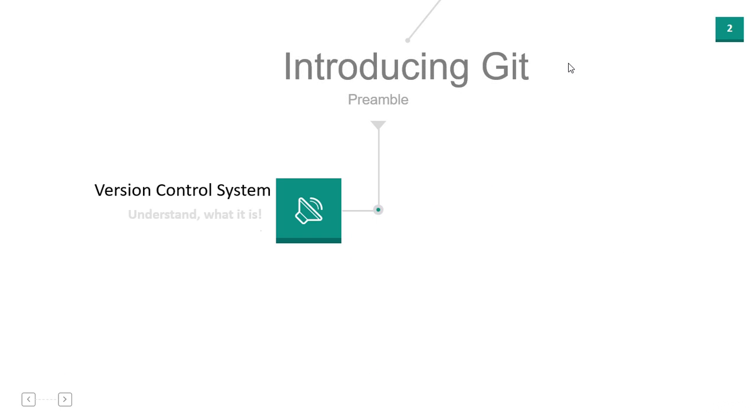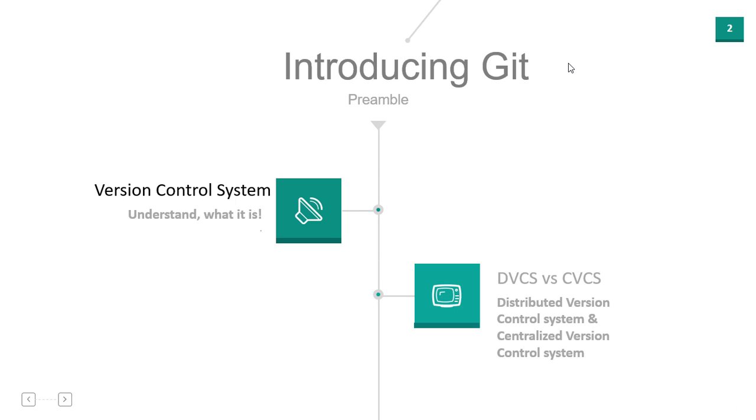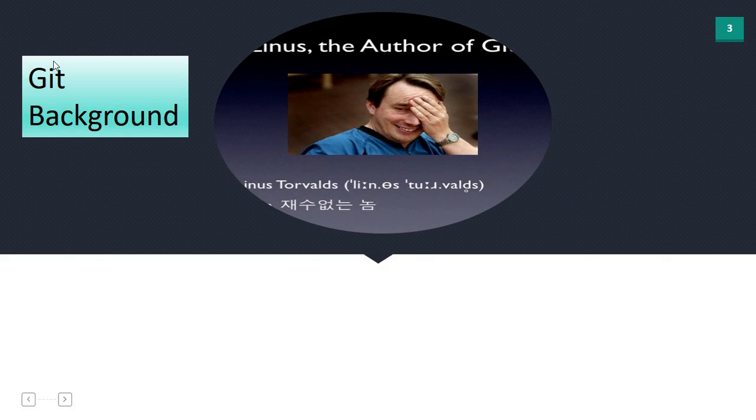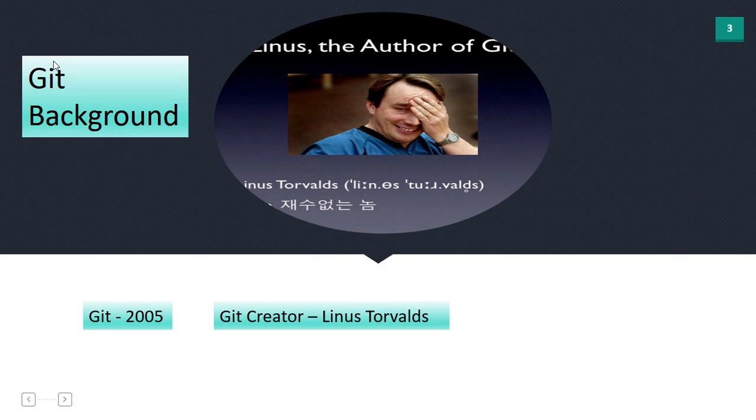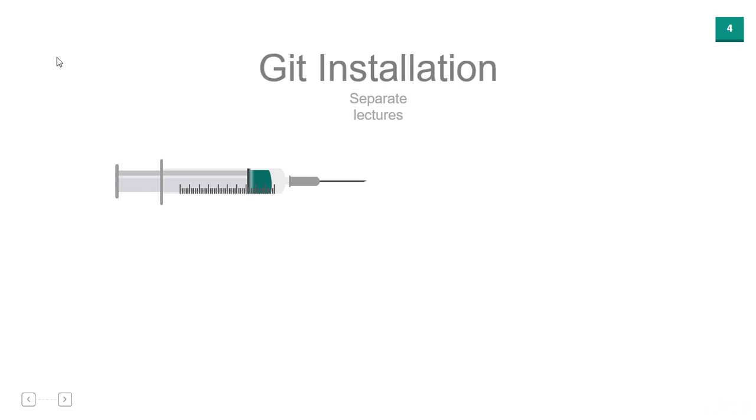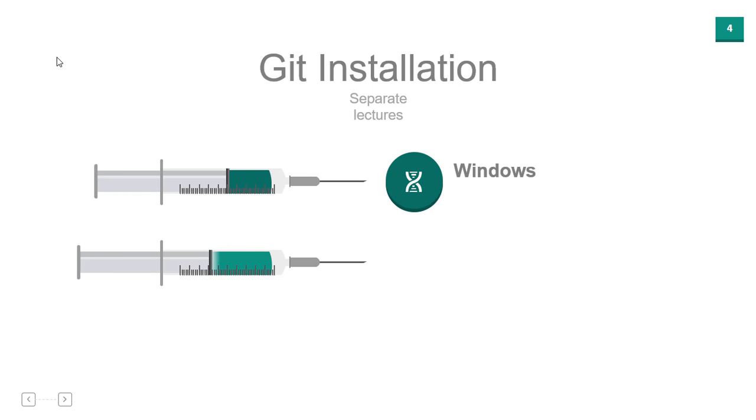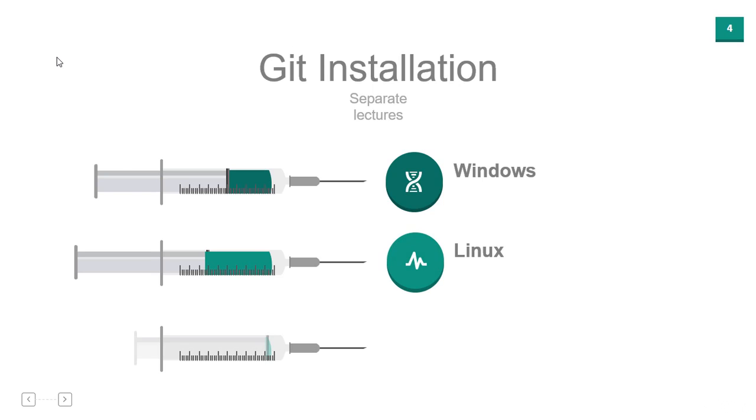In this course, you will learn in detail as to what Git is and how to work with a distributed version control system such as Git. And for bonus points, you will find out the reason why Linus Torvalds, the inventor of Linux, actually developed Git in the first place. We'll set up and install Git for your operating system with separate videos for Windows, Mac, and Linux.